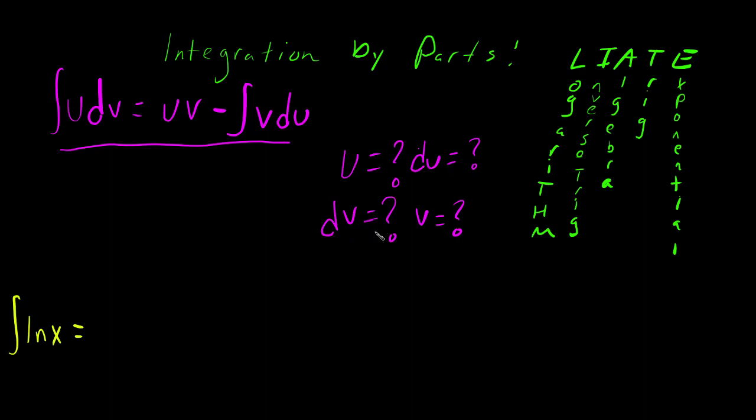Keep in mind when you're doing an integral from dv to v, you can end up with another integration by parts. I've seen that happen before. That happens a lot in physics problems. So finding your u and your dv is the hardest part of doing this problem.